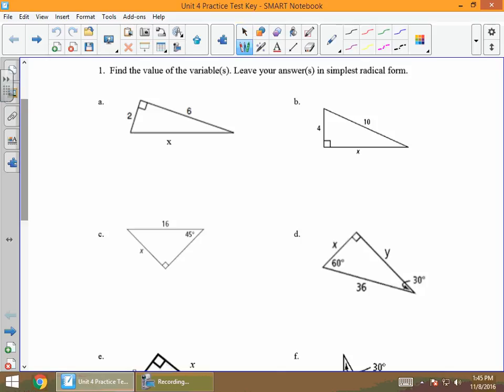So in question A, I know 2 of the sides. So if I know 2 of the sides, this is going to be a squared plus b squared equals c squared. C has to be the hypotenuse. So in this case, it's going to be 2 squared plus 6 squared. Those are my 2 legs. Has to equal the hypotenuse squared, which is x squared.